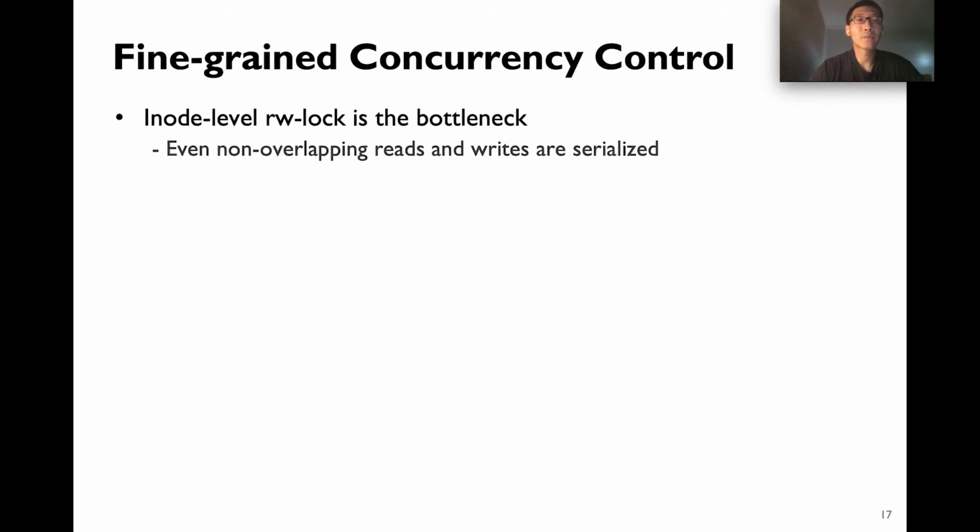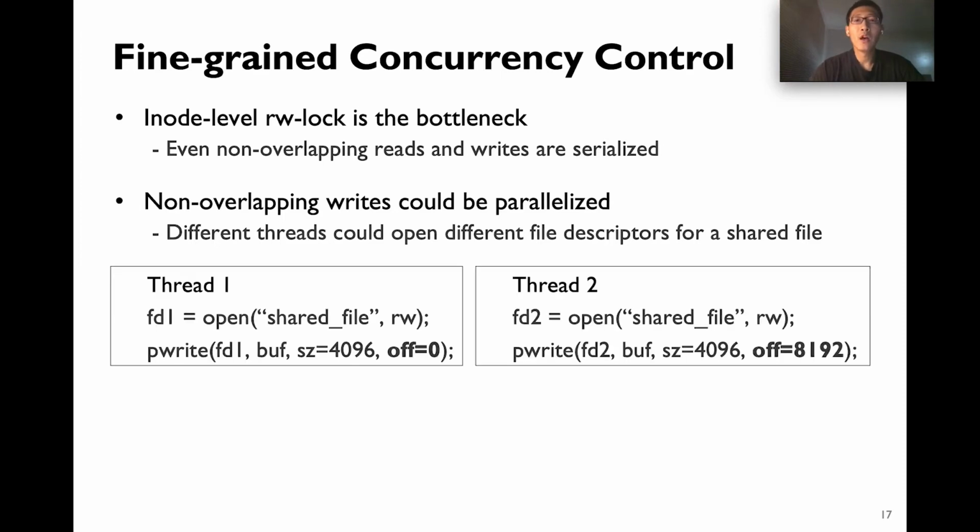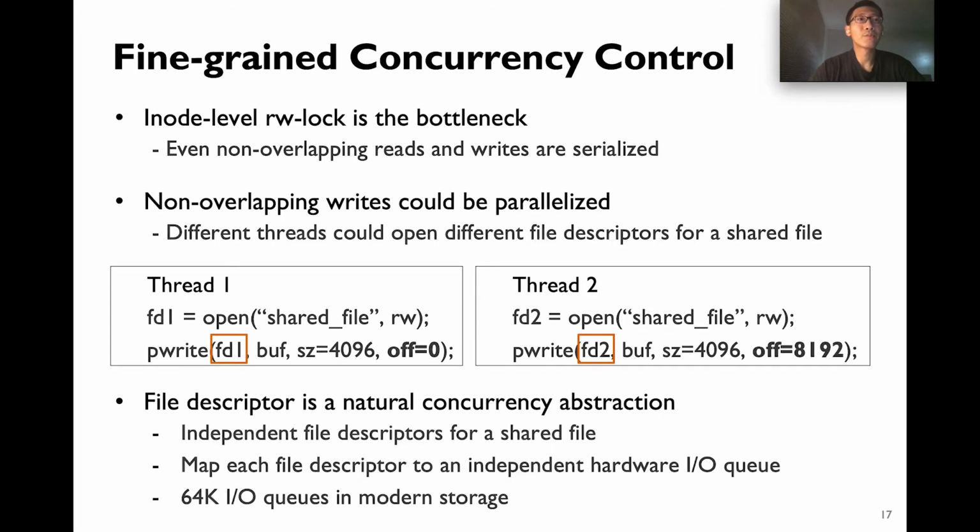Now let me introduce the fine-grained concurrency control in CrossFS. As we analyzed in previous slides, the inode-level reader-writer lock is the bottleneck. Even non-overlapping reads and writes are serialized. Hence, non-overlapping writes should be able to run in parallel. We observed that different threads can open different file descriptors for a shared file. In this example, two threads open the shared file, but they use their own file descriptors to issue write requests. So, the file descriptor is a natural concurrency abstraction, where different threads or even processes have their own file handle for a shared file.